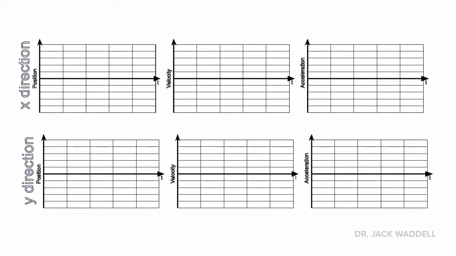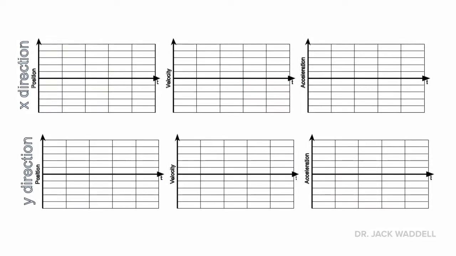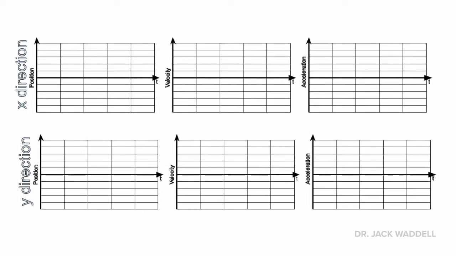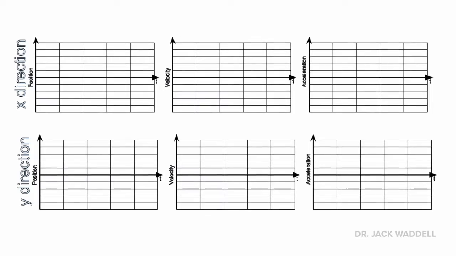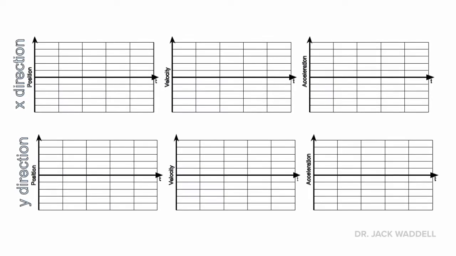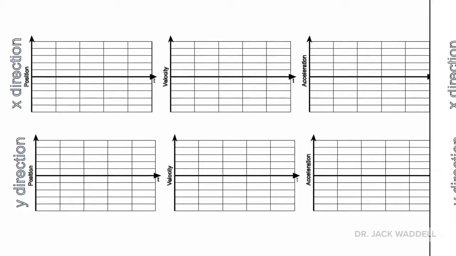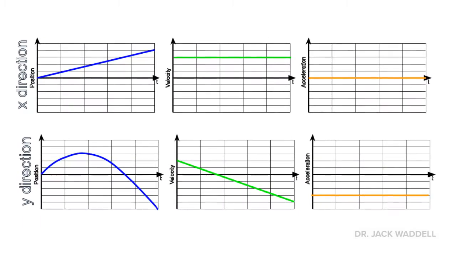Based on our coordinate system, we want to come up with qualitative graphs for the position, velocity, and acceleration in both the X direction and the Y direction. And we're only doing this for the period of time in which the penguin poo is flying through the air. And these are the results.